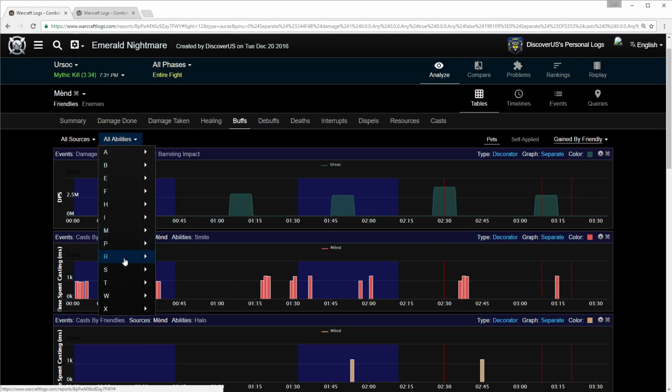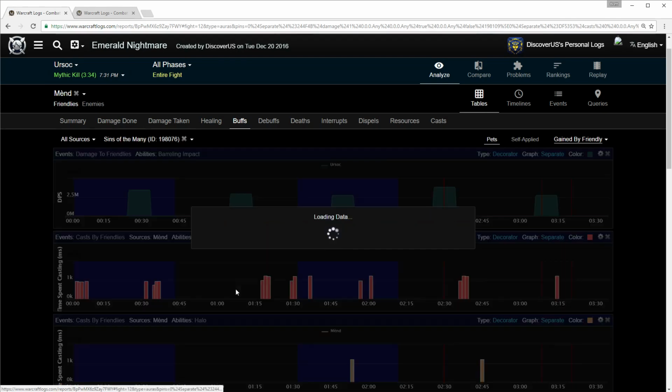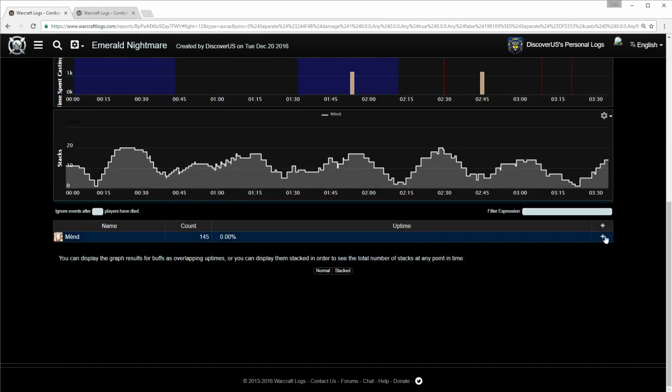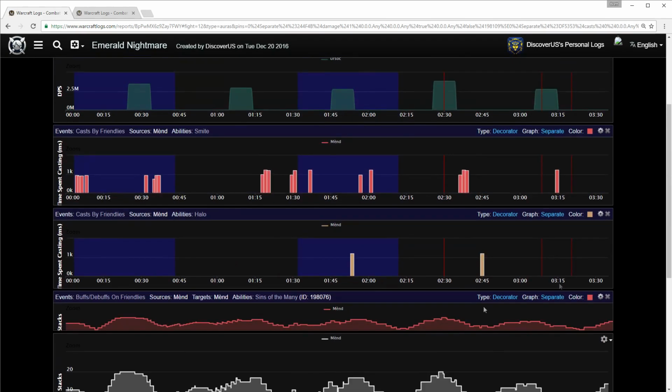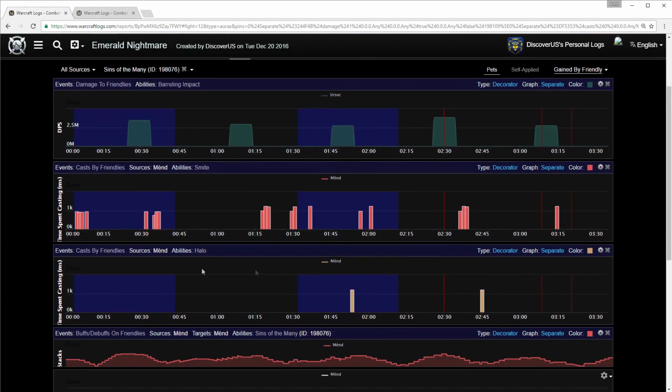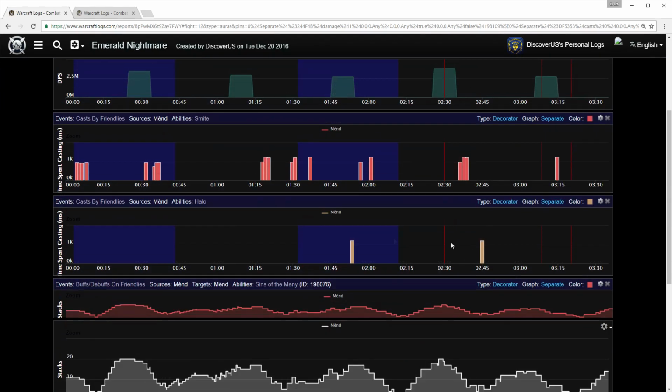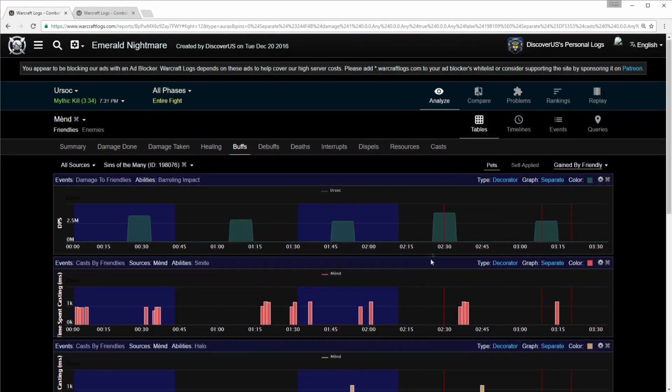However, there is a way to do that if you'd like to see that and travel between screens. If you go to abilities under buffs, go to abilities under S, you go to Sins of the Many. You can see that it's less colorful. It's essentially the same exact graph, but you can pin that. So up to you how you want to see it. Personally, I like to see the multicolored graph, and I like to see the number of stacks a little bit better than this, because when you pin it, it doesn't show. So it's really up to you how you want to look at your graphs.